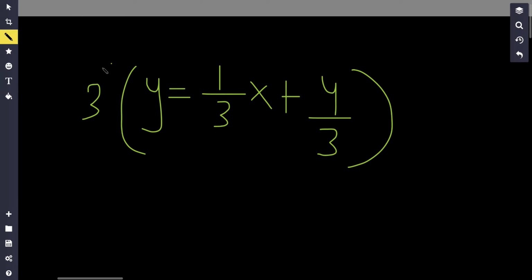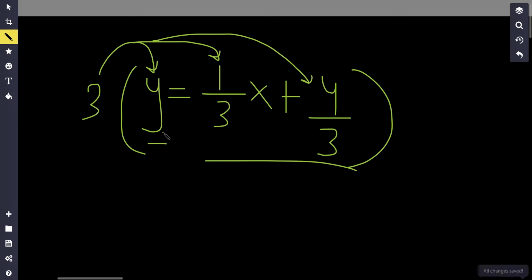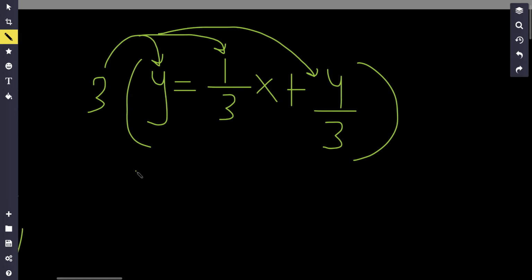When I multiply the whole equation by 3, I'm going to multiply everything in the equation by 3. Notice how I'm multiplying both sides by 3 to ensure that my equation is equal to what it was originally. Whatever you do to one side, you have to do to the other side. So this is going to be 3y = what's 1/3 times 3? That's just 1. What's 4/3 times 3? That's just 4.